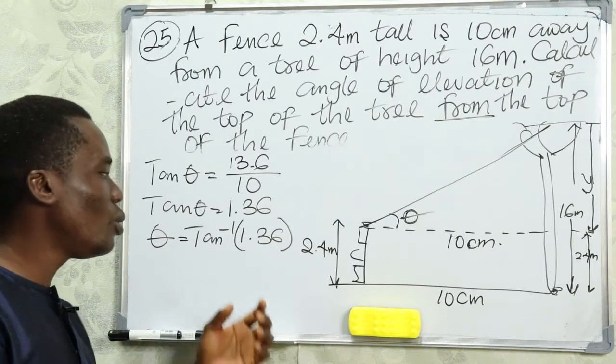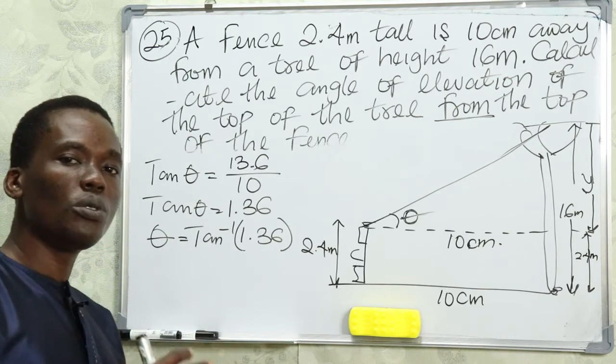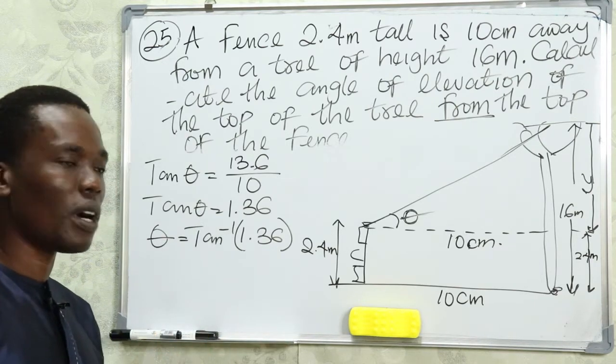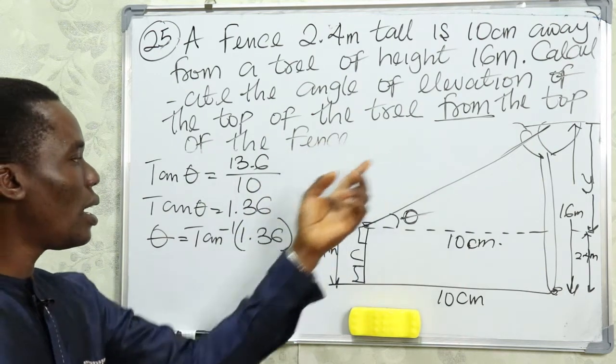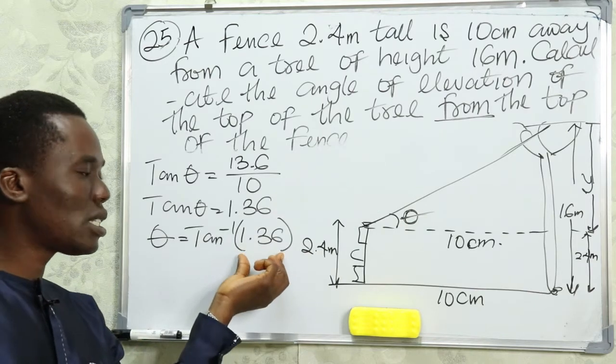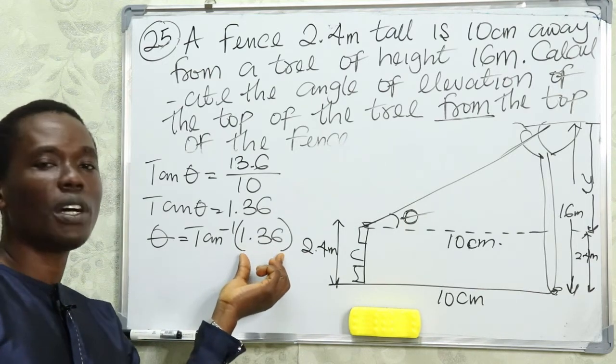And if you want to use your four-figure table, you turn to the tangents of angles. And if you turn to the tangents of angles, you look at where the value lies, the angle under which this value lies.